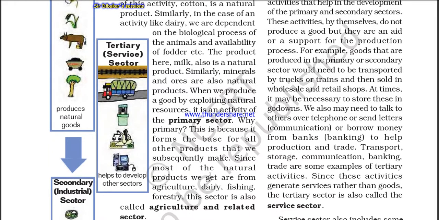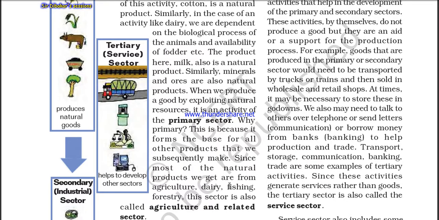Since most of the natural products we get are from agriculture, dairy, fishing and forestry, this sector is also known as the agriculture and related sector. Why so? Because the base sector, as we called it, has its main things related to agriculture.